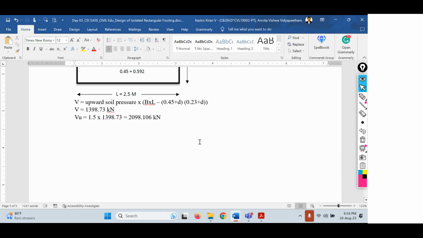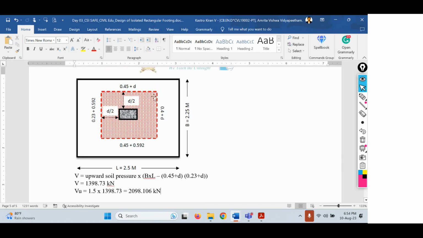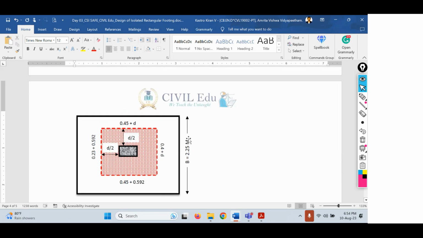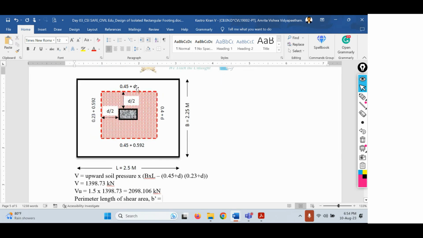Now we have to consider the perimeter length of the shear area. This is our shear area, so we have to calculate the perimeter length. How do we find the perimeter length? The perimeter length of the shear area, I'll just call it B dash, that is the representation I'm giving. So B dash equals, how will you calculate the perimeter length? Here you have 0.45 plus d along two sides, along this side and also along this side, and 0.23 plus d along this side and 0.23 plus d along this side.